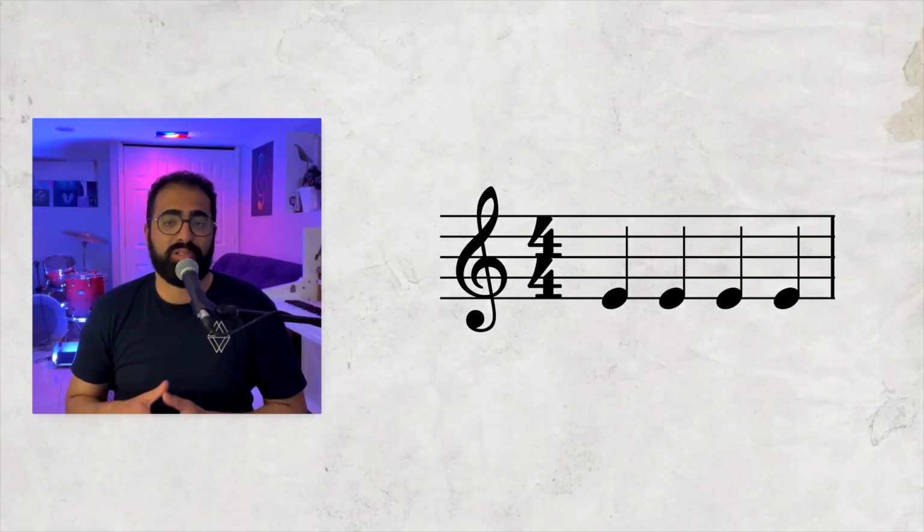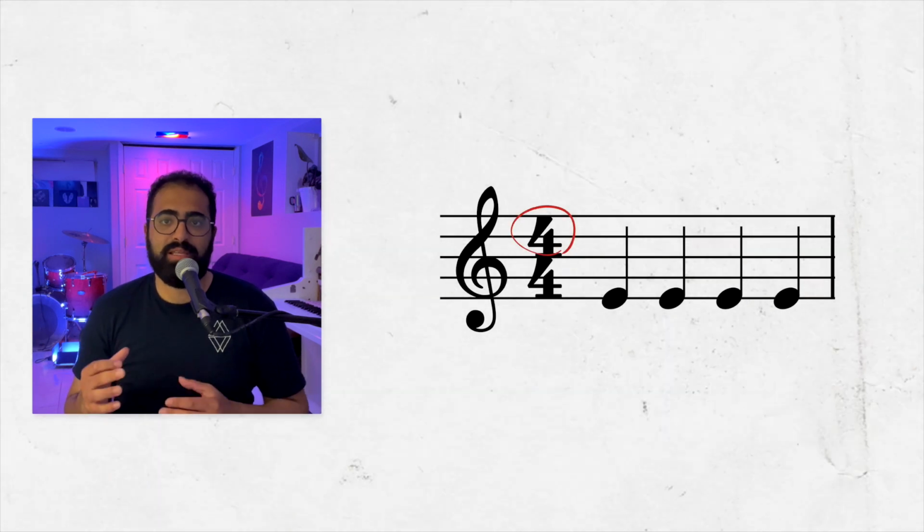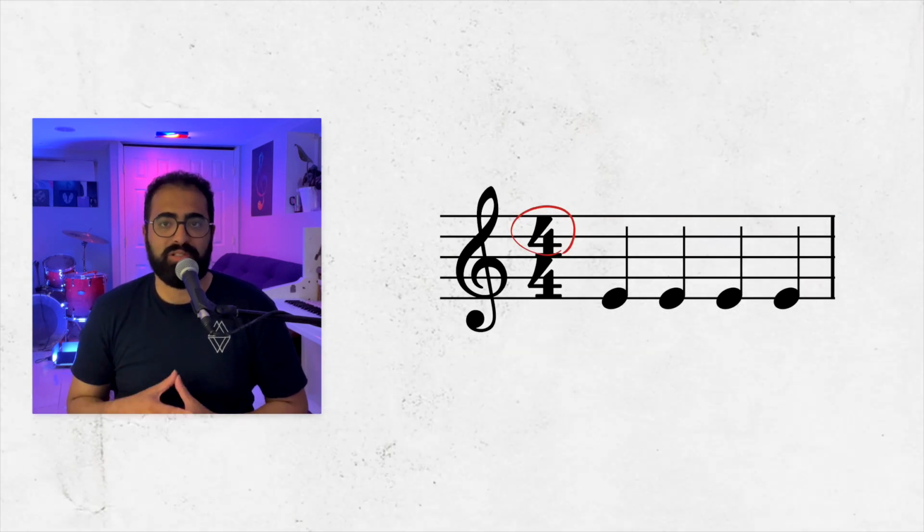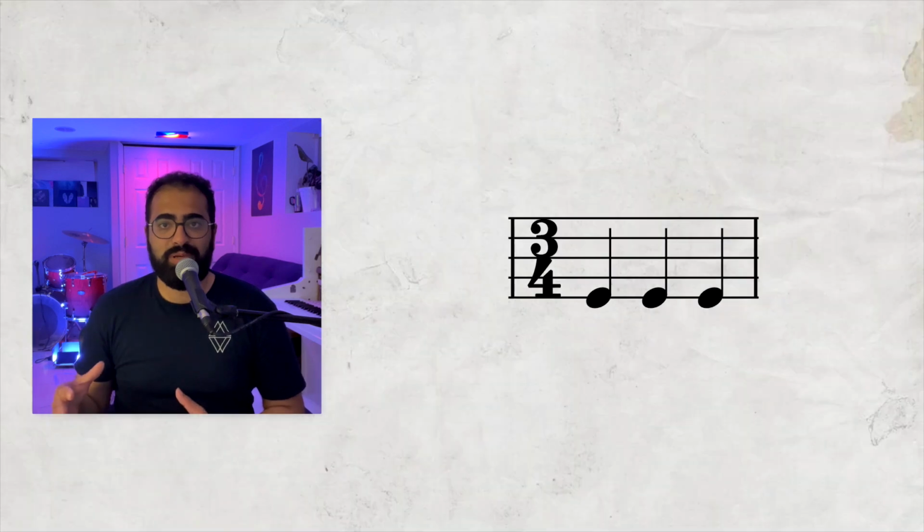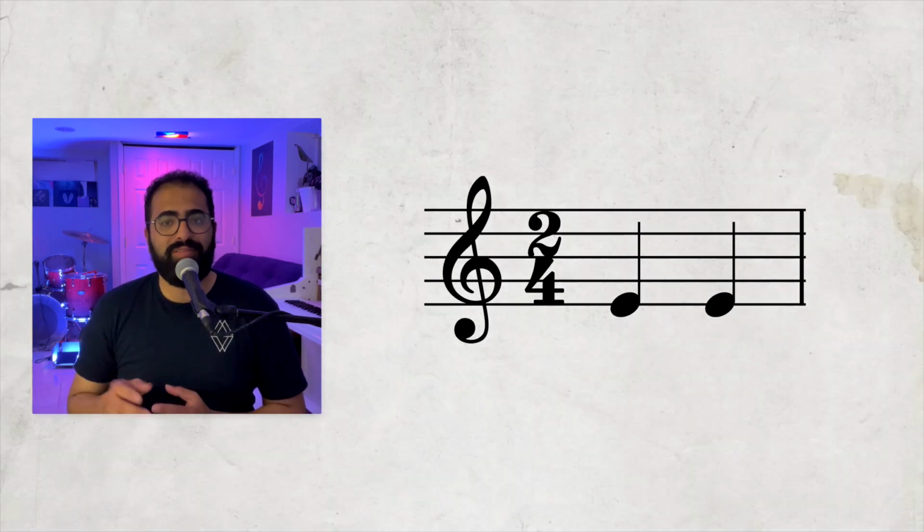So let's look at the most common time signature that we have in music, which is 4/4. The top 4 indicates the amount of beats that are in each measure. So in this case, there'll be 4 beats in each measure. 3/4 would have 3 beats in each measure, or 2/4 would have 2. But we never really think about what the bottom 4 means. And to understand 6/8, you have to know what this means.